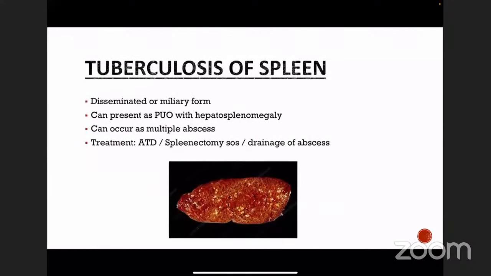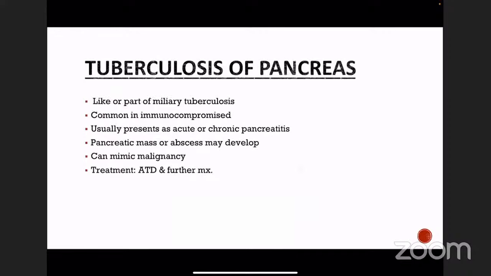In the same way, in the spleen, it can be disseminated or miliary TB. This is the picture of a spleen having multiple nodules, like a miliary TB of the spleen. It can present as pyrexia of unknown origin with hepatosplenomegaly, and can occur as multiple abscesses. Treatment is ATD, SOS splenectomy if it is burst and involves the whole spleen. Drainage of abscess is also required at times, and further investigation is done with the specimen and biopsy taken.